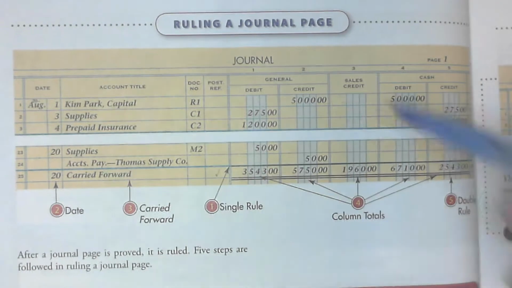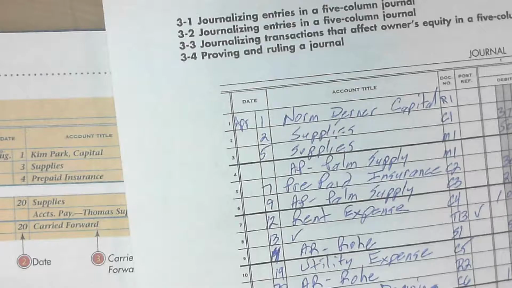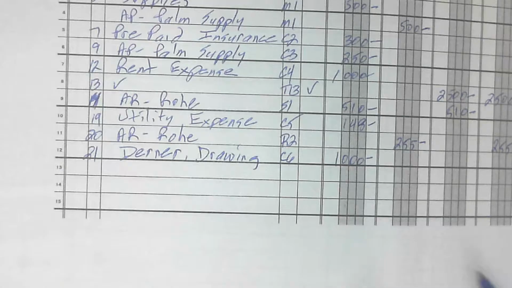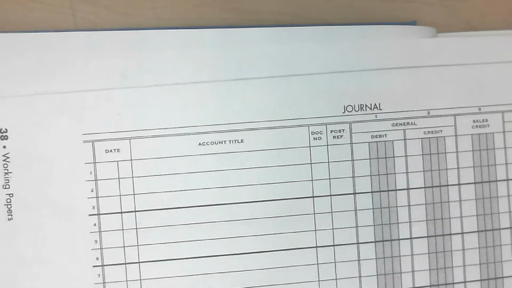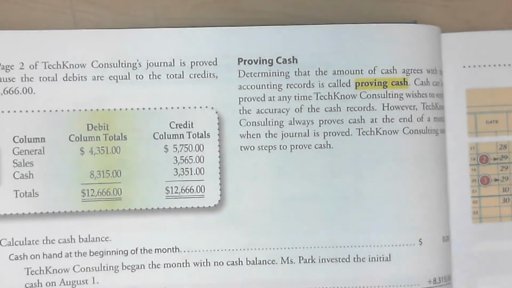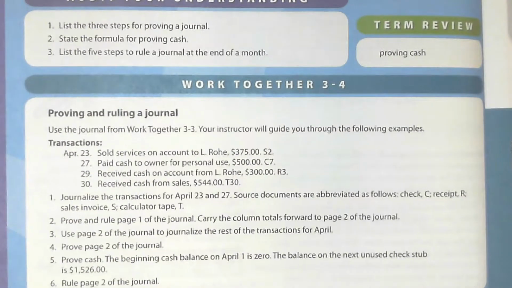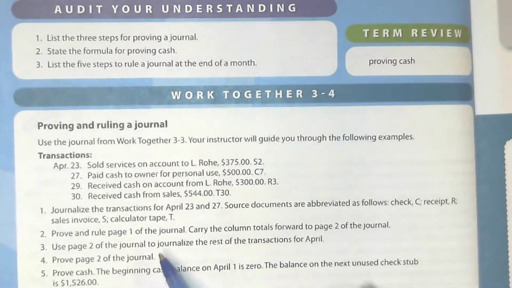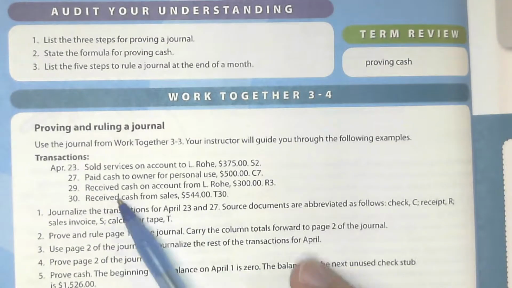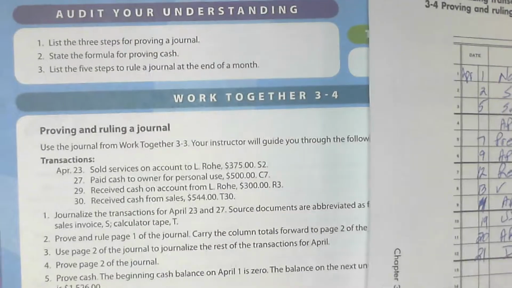So now what we're going to do in this section is we're going to end up taking our totals from these columns to the back side of the page, and then we're going to do a couple more entries. So in step 1, we're going to journalize the entries for the 23rd and the 27th. So we're only going to do 2 more entries, then we're going to move to the back side of the page.